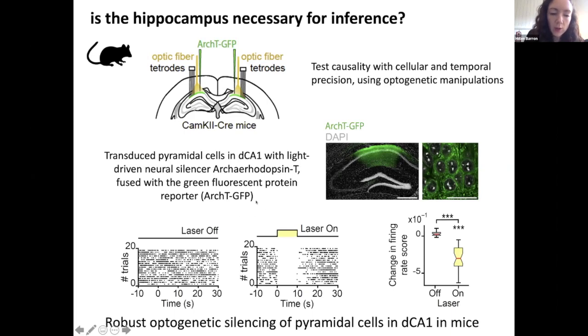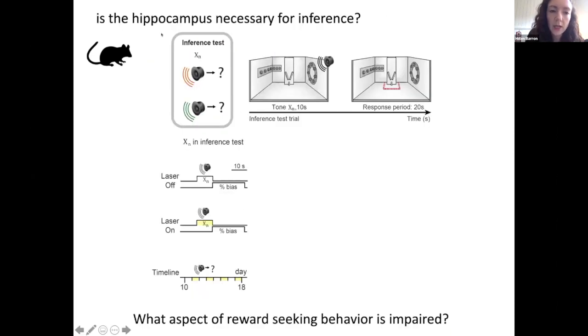So using this approach, we decided to silence the dorsal CA1 just during the time when the tone is played in the inference test. So we're exposing the subjects to the auditory cue, which is X, and then we're going to assess whether they can infer the appropriate outcome Z, both when the laser is off and when the laser is on.